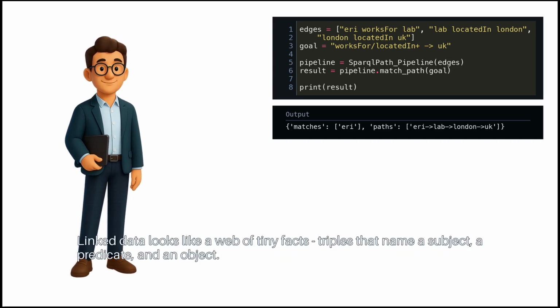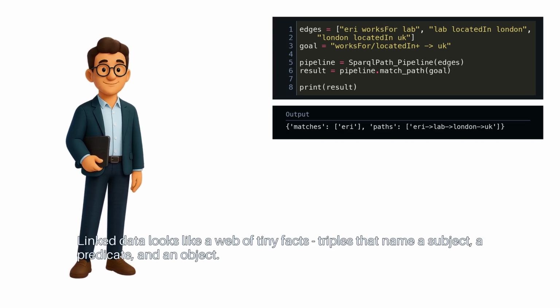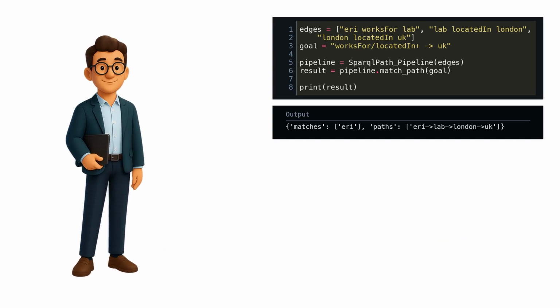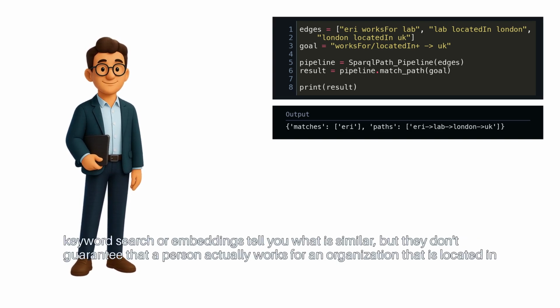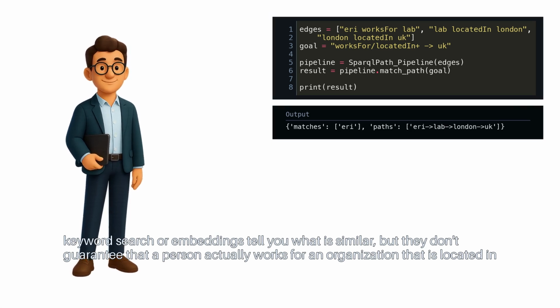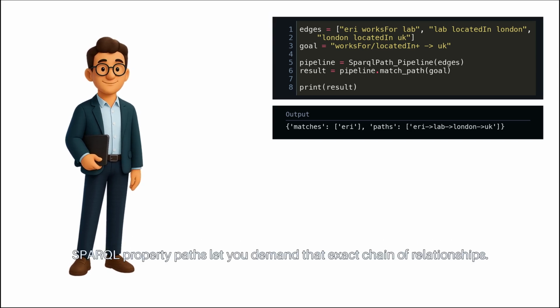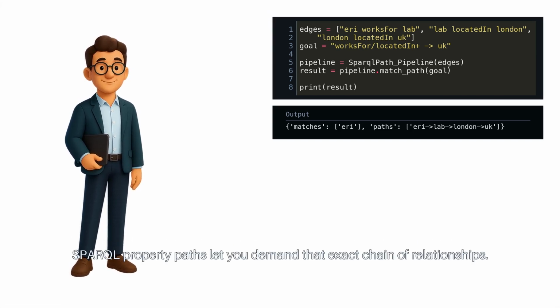Linked data looks like a web of tiny facts, triples that name a subject, a predicate, and an object. The problem is practical. Keyword search or embeddings tell you what is similar, but they don't guarantee that a person actually works for an organization that is located in a specific country. SPARQL property paths let you demand that exact chain of relationships.